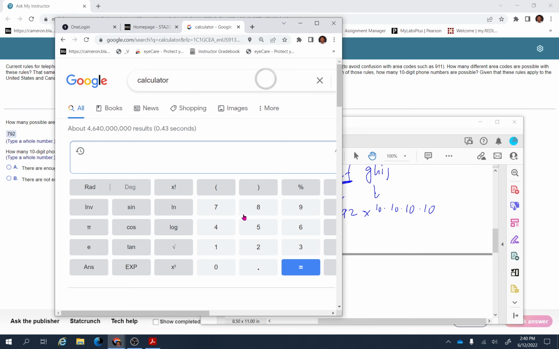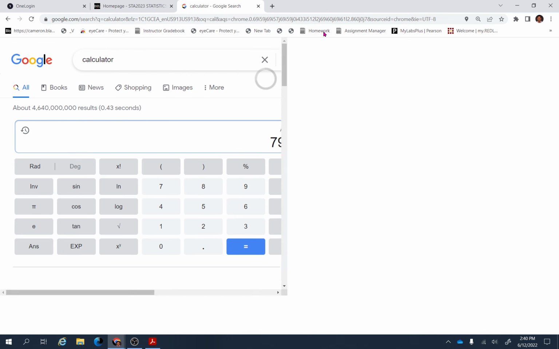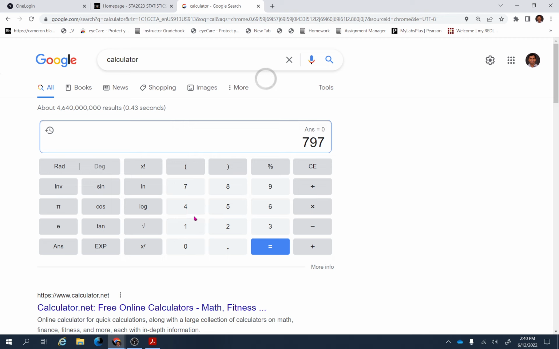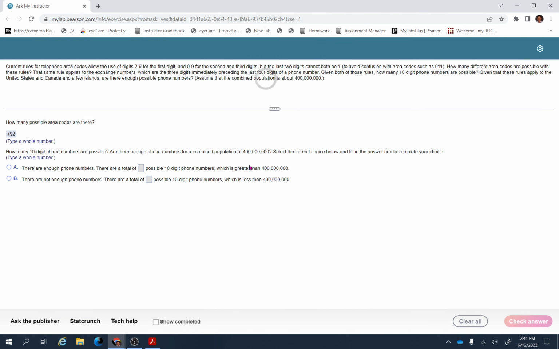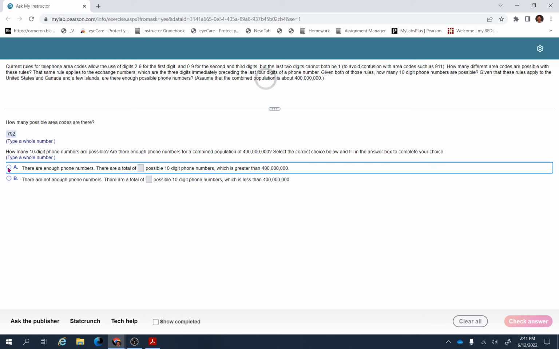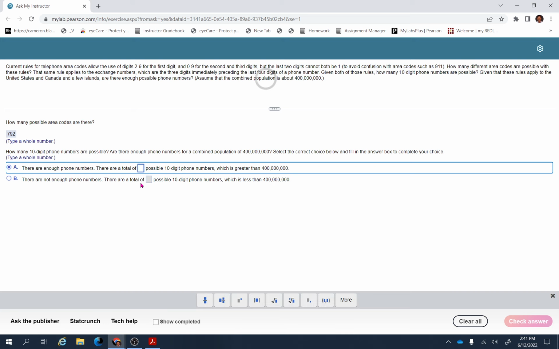792 times 792 times 10,000. So that's 627,264 and 4 zeros, which is actually bigger than this 400 million. So the option you have to pick is the first one. There are enough phone numbers.